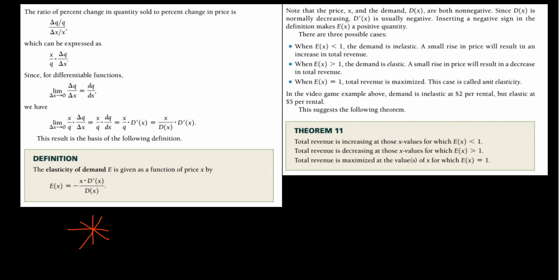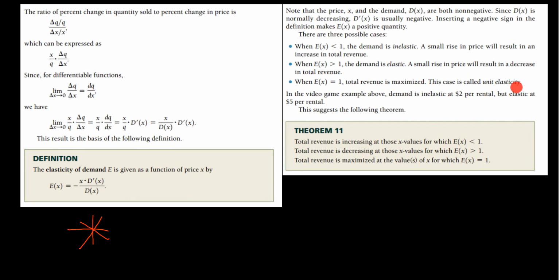All right, so whenever the elasticity is less than 1, we say that it is inelastic. So that means a small rise in price will result in an increase in total revenue. And of course, we saw that when we raised the price from $2 to $2.20. When E is greater than 1, the demand is elastic. So a small rise in price will result in a decrease in total revenue. We saw that with raising the price to 5. Although I wouldn't really call it small, huh? All right. And then when E is equal to 1, the total revenue is maximized. This case is called the unit elasticity.